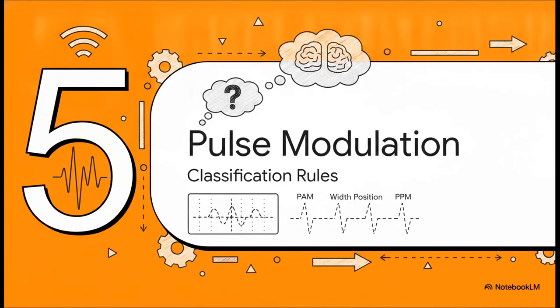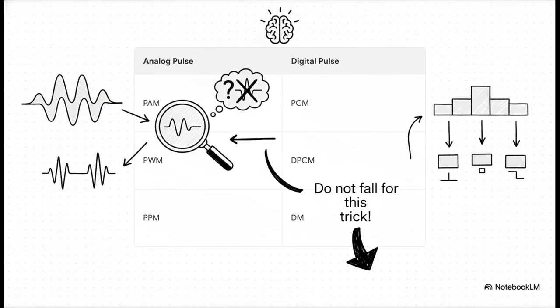We are making great time. Let's hit pulse modulation techniques next. This area is highly conceptual. Examiners love testing your ability to classify these systems. Analog pulse modulation includes PAM, PWM, and PPM. Digital pulse modulation includes PCM, DPCM, and delta modulation.